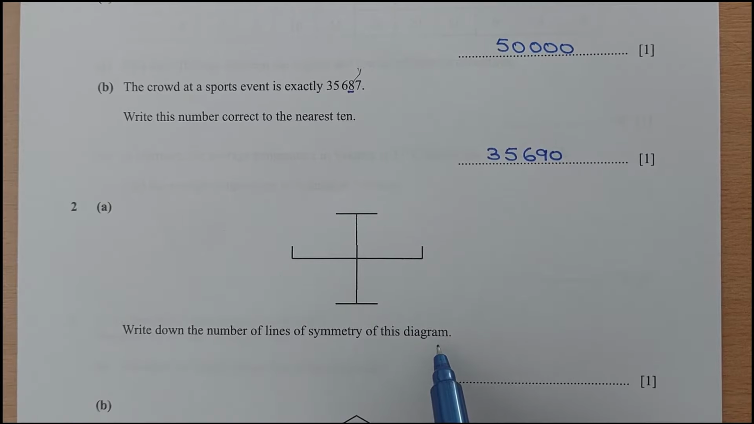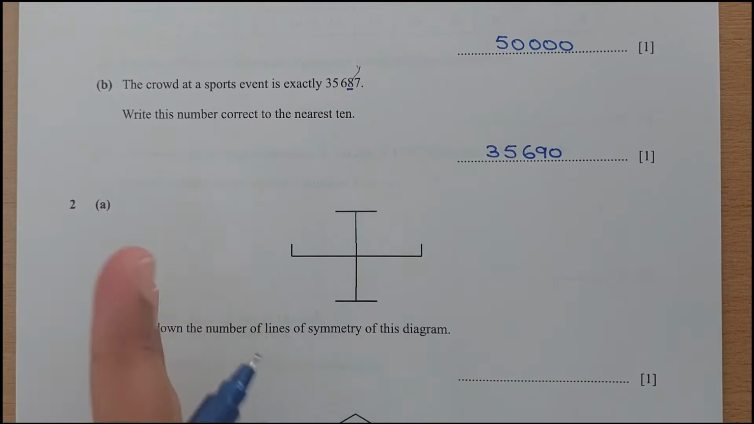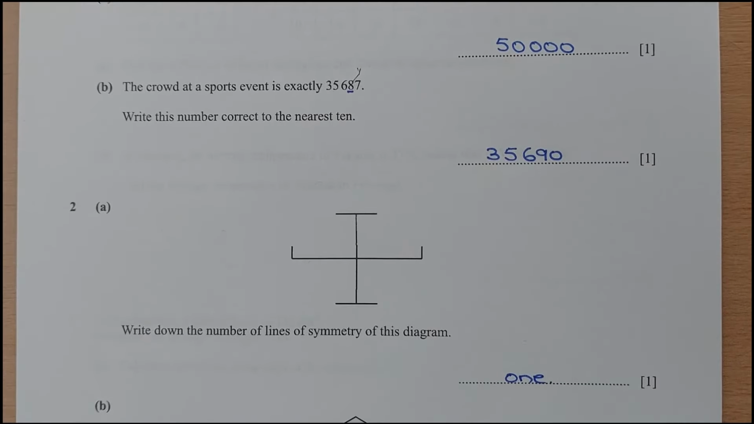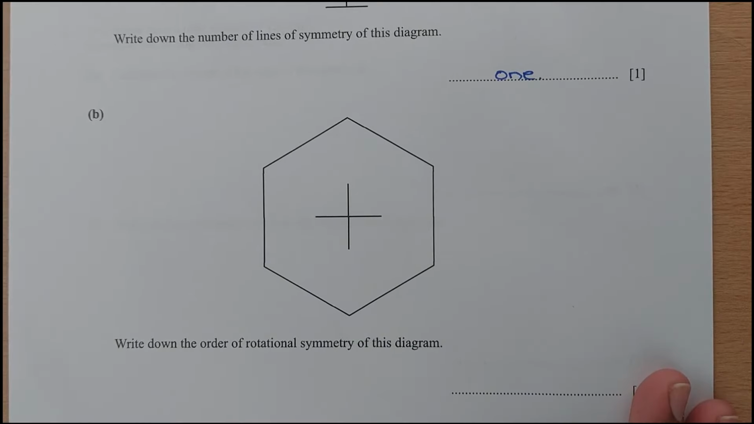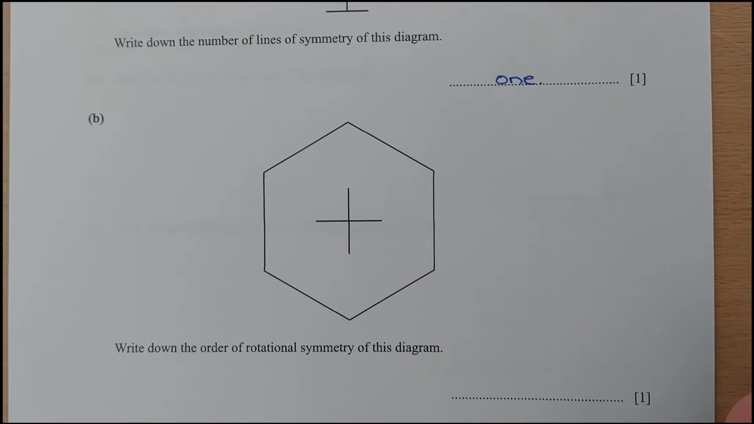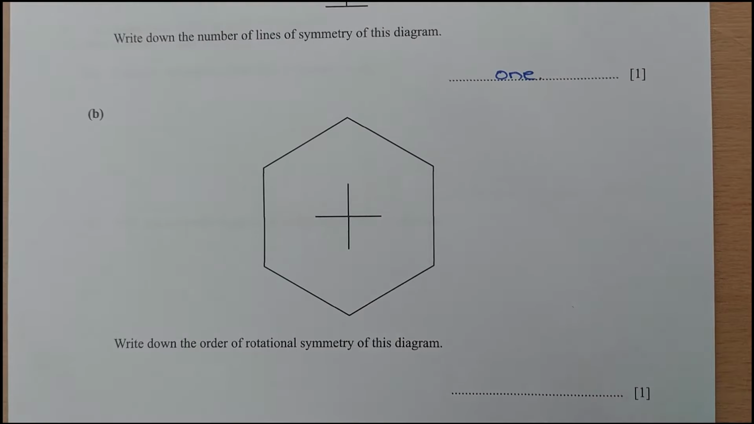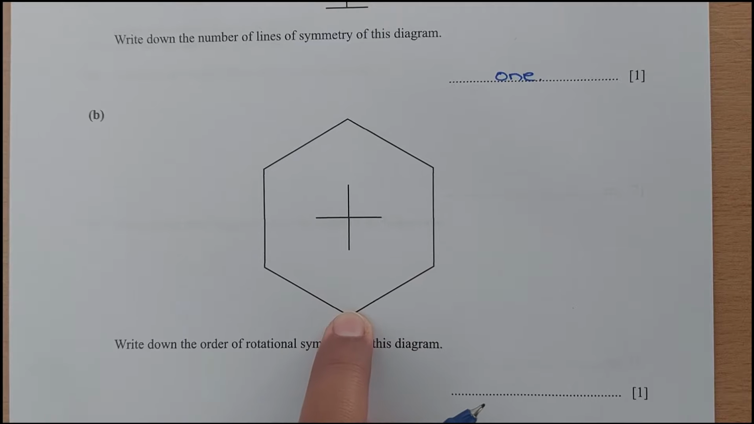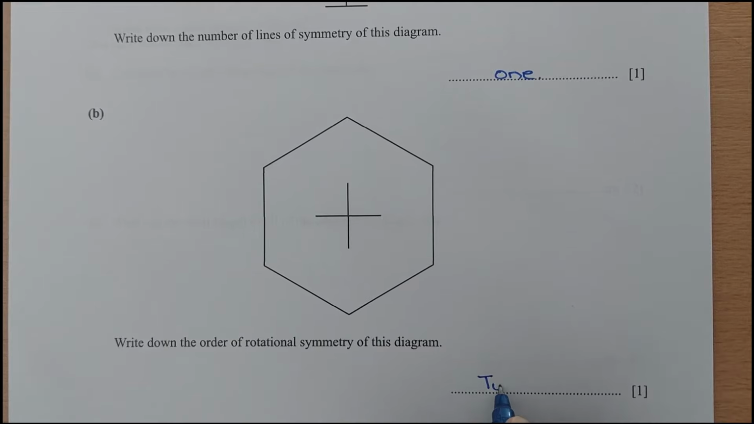Okay. Question number 2, in A part, write down the number of lines of symmetry of this diagram. So as you can see, this diagram has only one line of symmetry, the vertical one. So both the sides are the same. Now for the B part, write down the order of rotational symmetry of this diagram. So the order of rotational symmetry is basically when we rotate the shape about 360 degrees, it must stay the same. So if we take this as a reference point and rotate it 360 degrees, we have one order of symmetry, and again we have two orders of symmetry for this shape.